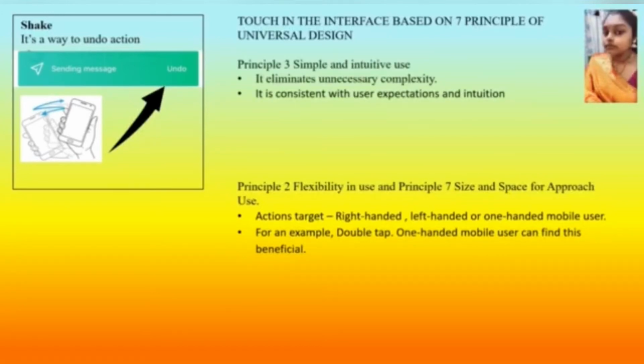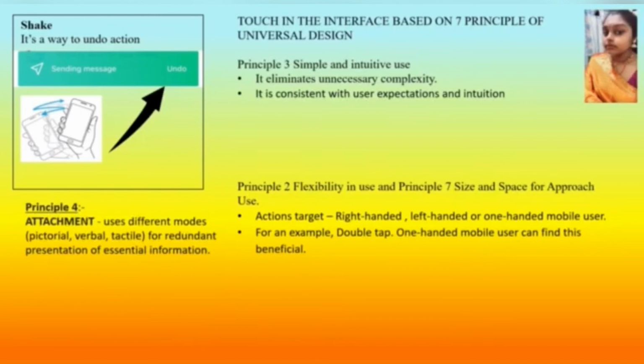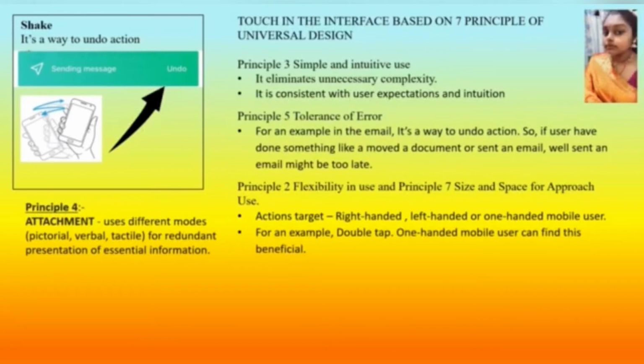And also we implemented principle 3, simple and intuitive use, which eliminates unnecessary complexity and is also consistent with user expectation and intuition. Then principle 4, which uses different modes, pictorial, verbal and tactile, for redundant presentation of essential information. Next, principle 5, tolerance for error, which for example in this email is a way to undo an action.